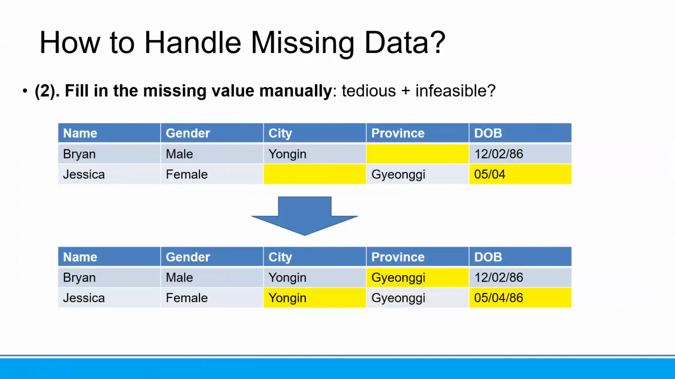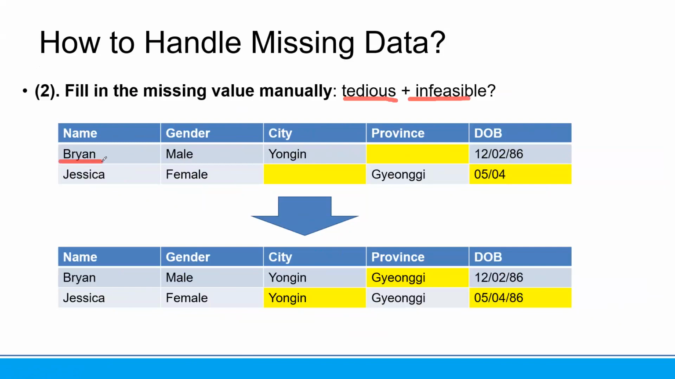When we want to remove or delete data, it's easy, but not all data can be deleted. So we need to think if we can let the data survive. We can fill in the data, maybe that will be better. For example, I have this data and I want to fill in the missing value manually. As I mentioned, filling in the data manually is time consuming, tedious, and infeasible.